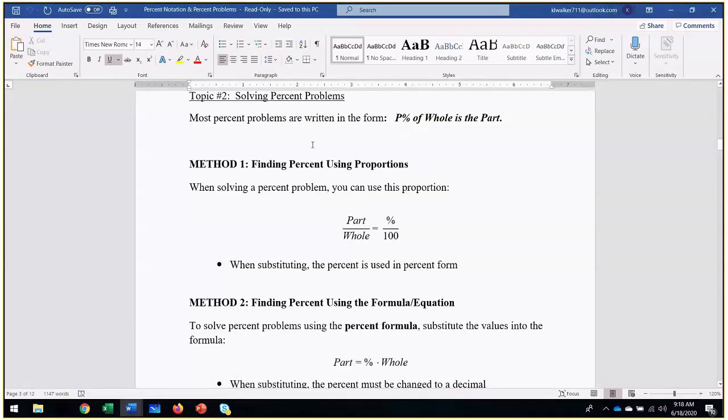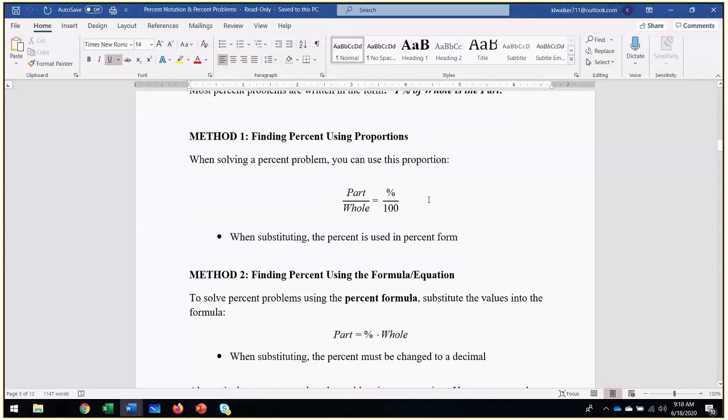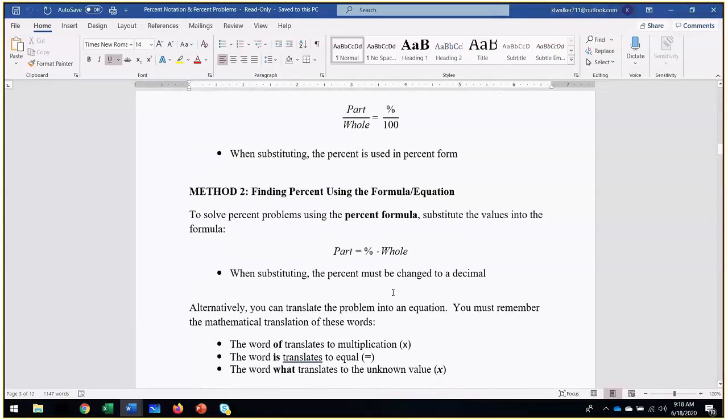Okay, so I'm going to show you both of them because one way works better for some problems, the other way works better for other problems. If you understand both, that means you'd be able to flip back and forth. If you want to just stick with one way for consistency purposes, that's fine too.